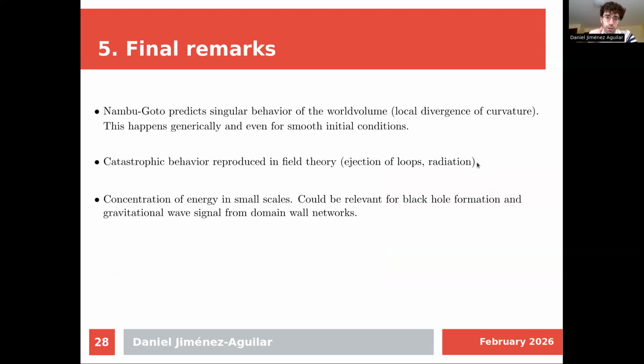And with this, I come to my conclusions, which are basically 3. The first one is that the Nambu-Goto action, the effective description of the dynamics of the walls, predicts the local divergence of the curvature of the walls. And this happens in a generic way, even for perfectly smooth initial conditions. We have seen that this happens also in field theory, so the true field theory evolution of the walls is also catastrophic. And this happens both in 2 + 1 dimensions and 3 + 1 dimensions.